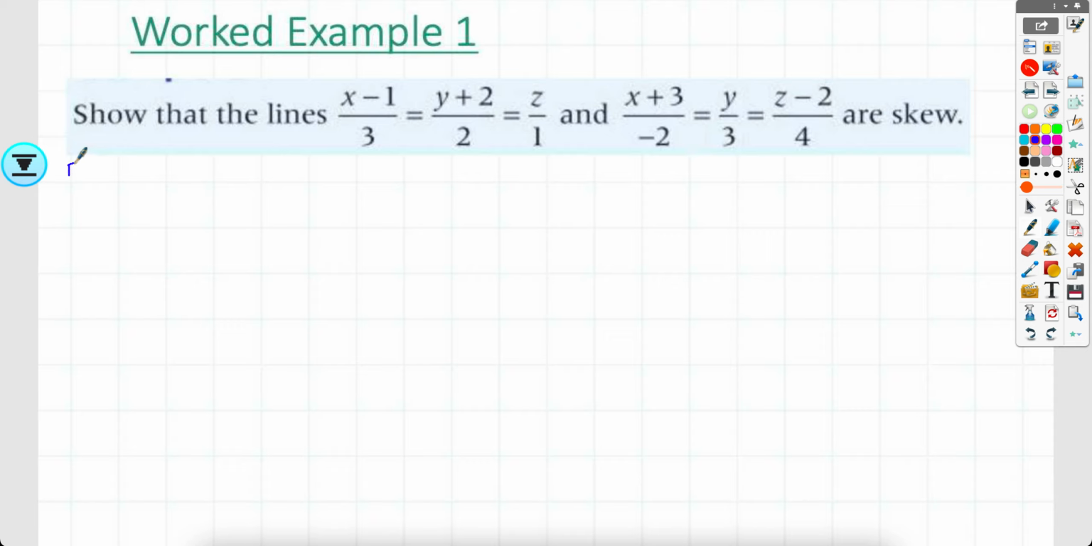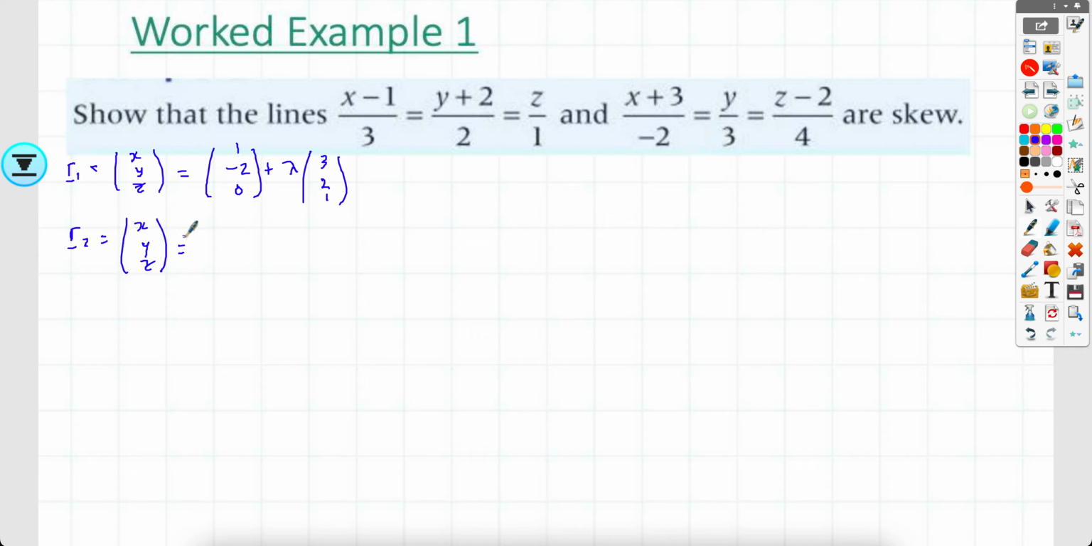So I'm going to call the first one r1, and it's going to have the vector form (x, y, z) is (1, -2, 0) plus lambda (3, 2, 1). And the second one is going to have (-3, 0, 2) plus mu (-2, 3, 4). Obviously, lambda and mu are real numbers.